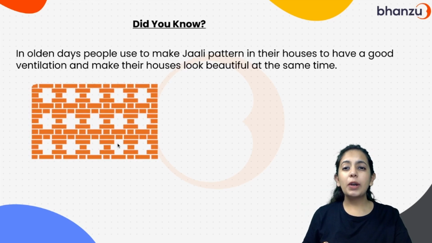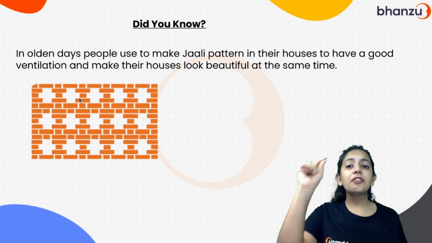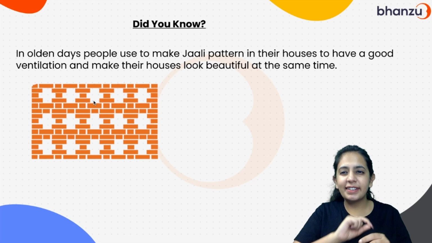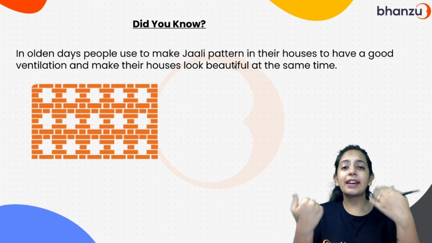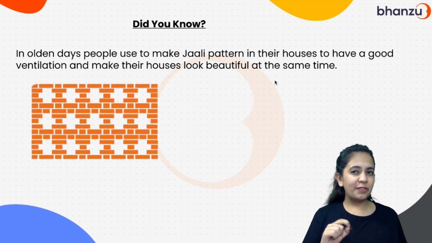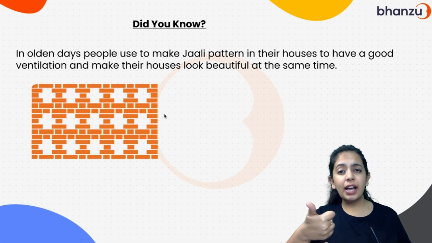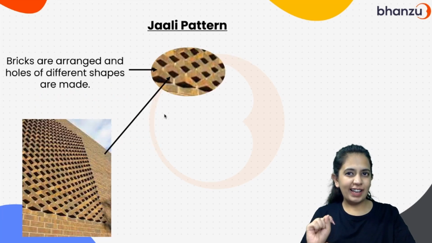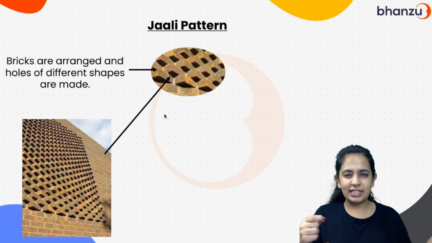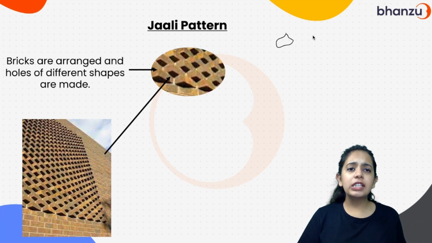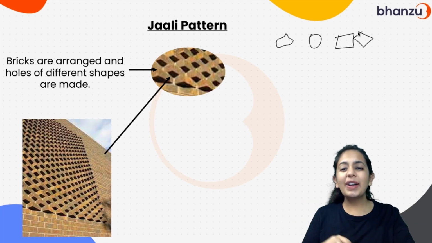And this, my dear, is called a jali pattern because the holes can be seen here. Some of the bricks have been removed, but again in a pattern. So in olden days, people used to make jali patterns in their houses to have good ventilation so that air can come in, and to make their houses look beautiful at the same time. You must have seen this sort of architecture in Jaipur because Rajputs and Mughals used to do that a lot. So this is a jali pattern because bricks are arranged and holes of different shapes are made. It's not important that the holes will be of these shapes only. It can be of any shape. So this is also an example of a jali pattern.